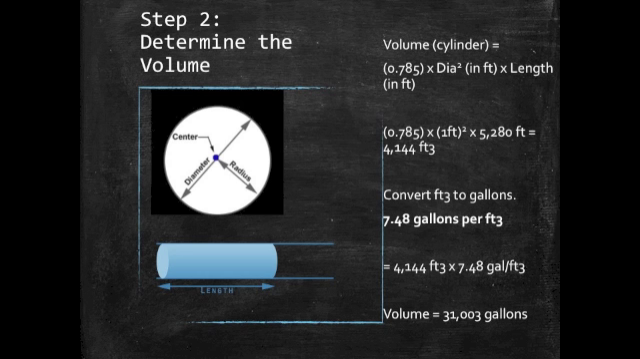Now that we've calculated cubic feet, we need to convert it to gallons, using the constant 7.48 gallons per cubic foot. We'll do this by multiplying 7.48 by 4,144 cubic feet to get a volume of 31,003 gallons.